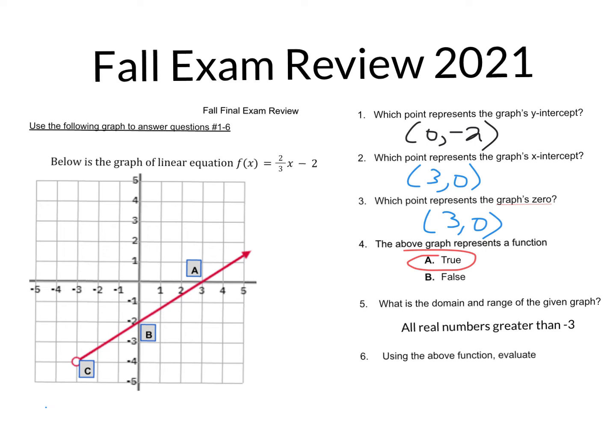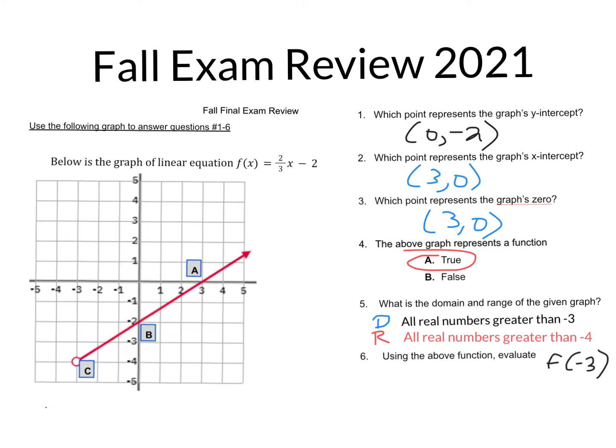Again, the domain is all the values on the x-axis, or all the input values. So it starts here at -3, but it's actually an open circle. So everything, all real numbers greater than -3. All right, and then what is the range? Well, the range is the y values. And the y values are the values that go from the bottom to the top. So the lowest y value here is -4. And it goes up, and again, it has an arrow, so it's going to go up forever as well. So the range, or the y values, is going to be all real numbers greater than -4.